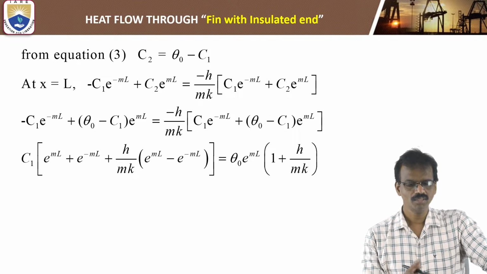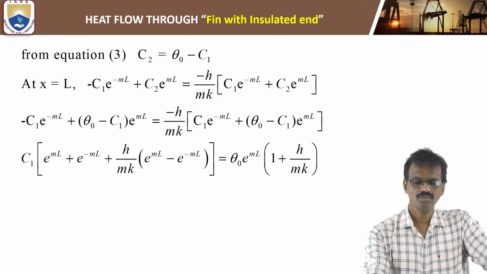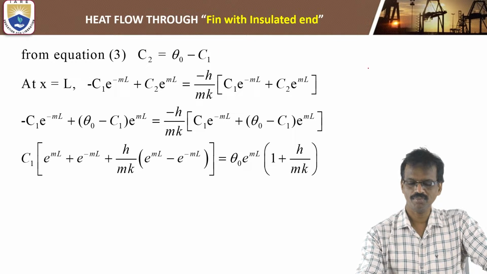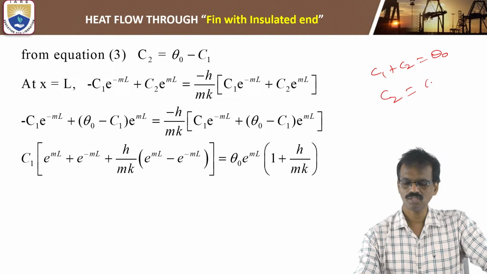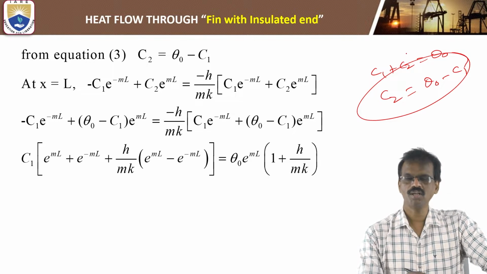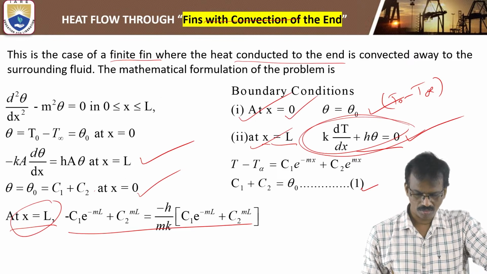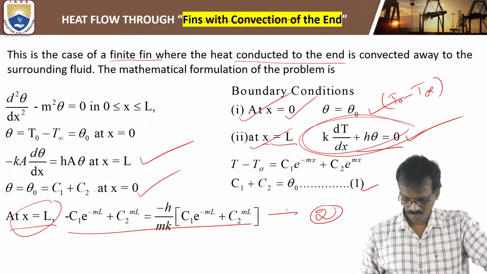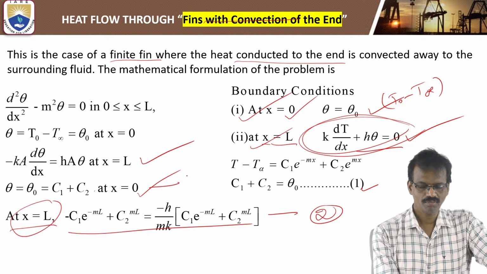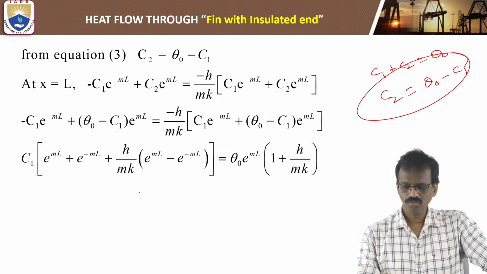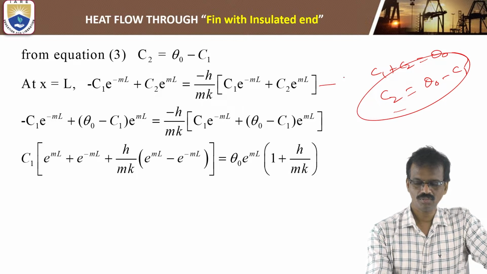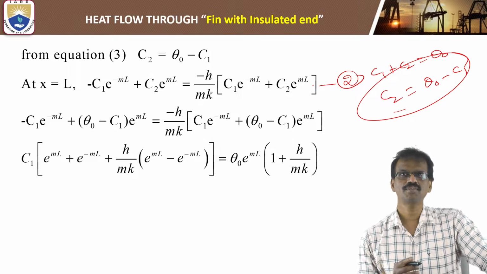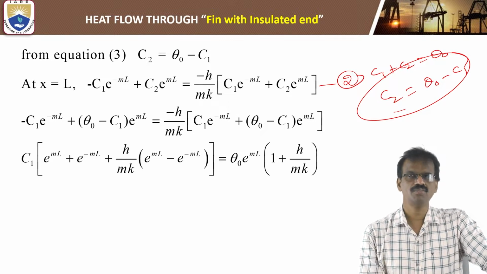By the first boundary condition, we got C1 plus C2 is equal to theta naught. Then you can rewrite it as C2 is equal to theta naught minus C1. Substitute this value in equation 2. This is equation 1, and this is equation 2, obtained by differentiating the general equation and applying the x value.